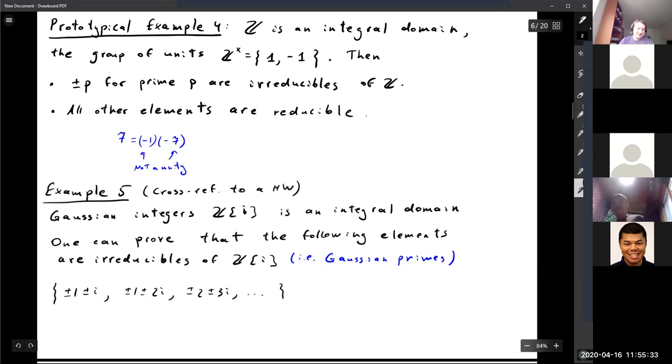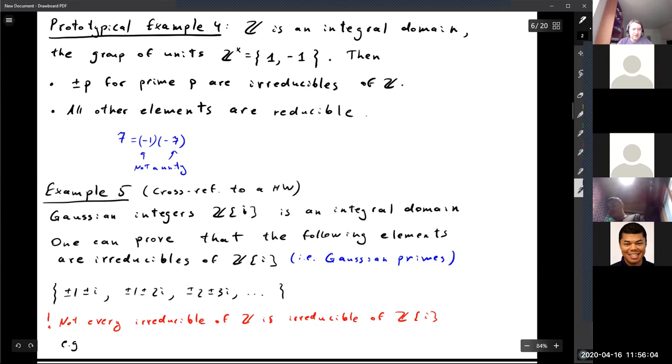And here's a neat thing: not every irreducible of Z is irreducible in Z[i].